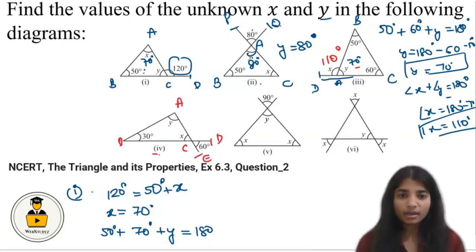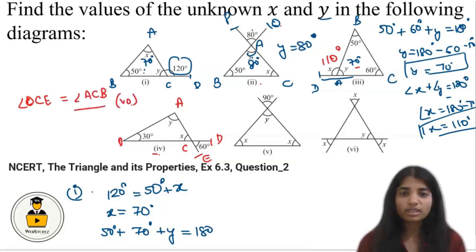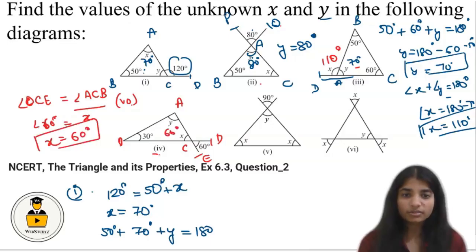So from here, if you can look clearly, angle DCE is equal to angle ACB because they are vertically opposite angles. So from here we can say that angle DCE is 60 degrees and ACB is x. So from here we get the value of x, that is equal to 60 degrees.